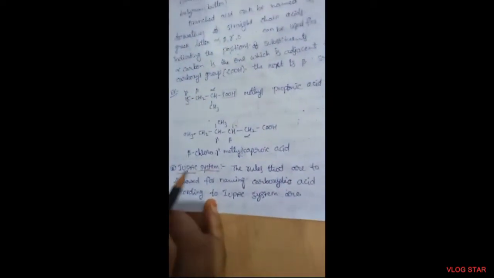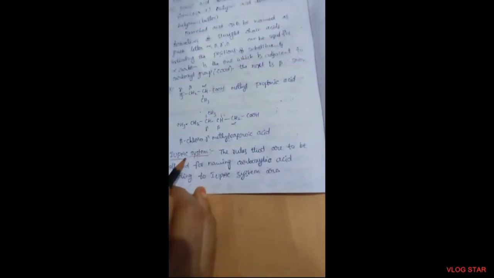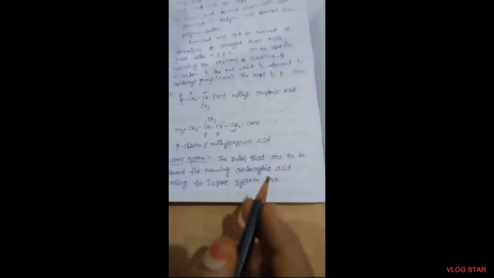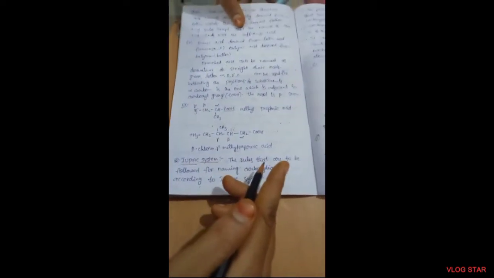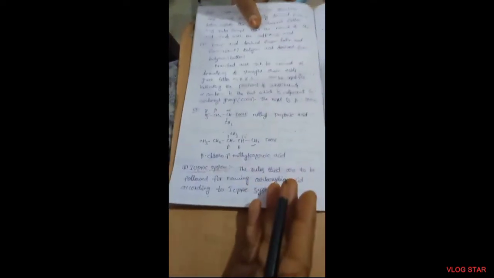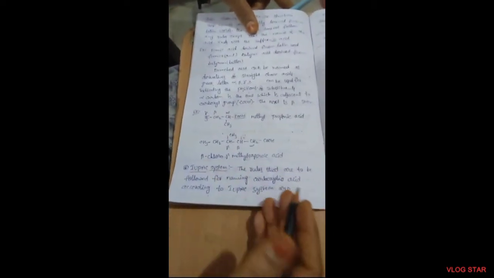Now coming to the IUPAC system, International Union of Pure and Applied Chemistry. As per this IUPAC system, there are rules to be followed for naming the carboxylic acids. Here we have some rules we all know. One carbon means meth, 2 means eth, 3 means prop, 4 means but, like that.